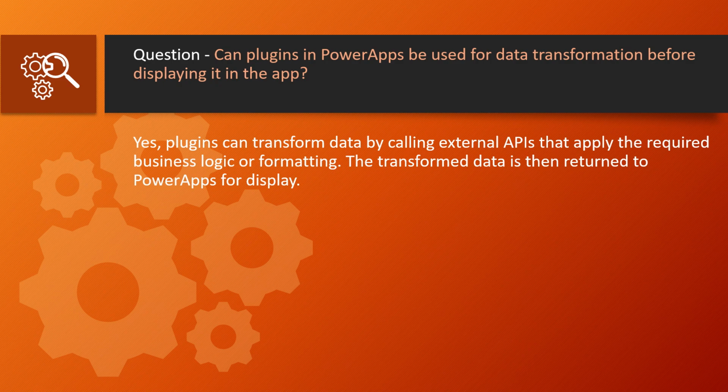Can a plugin in Power Apps be used for data transformation before displaying it in the app? Yes. A plugin can transform the data by calling an external API, and that API will apply the required business logic and also do the formatting. The transformed data is then returned to Power Apps for display.